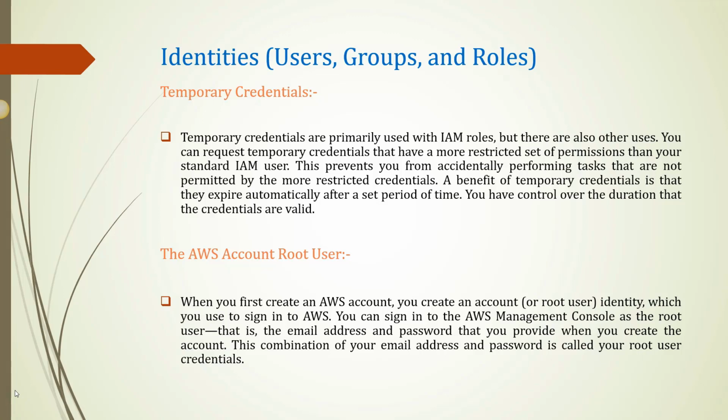Now let's talk about the AWS account root user. When you first create an AWS account, you create an account root user identity, which you use to sign in to AWS. You can sign in to the AWS Management Console as the root user, using the email address and the password that you provided when you created the account. This combination of your email address and password is also called the root user credentials. So these are all the identities of IAM.